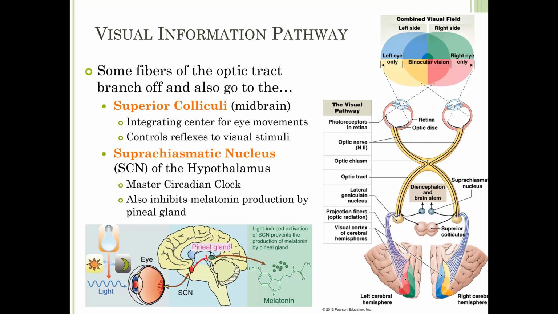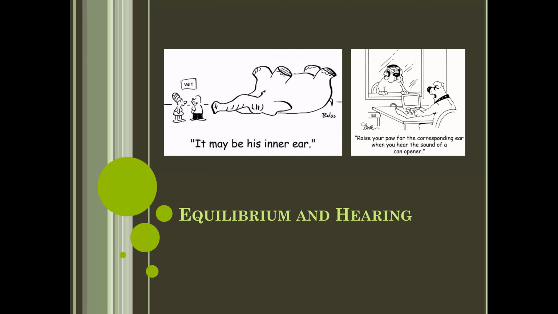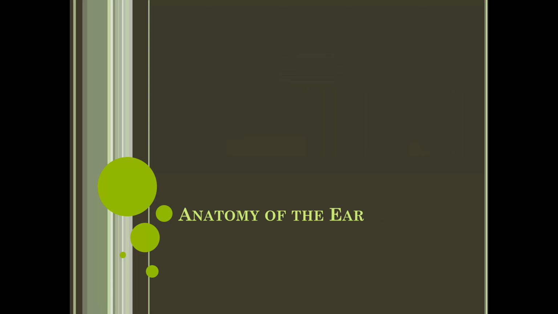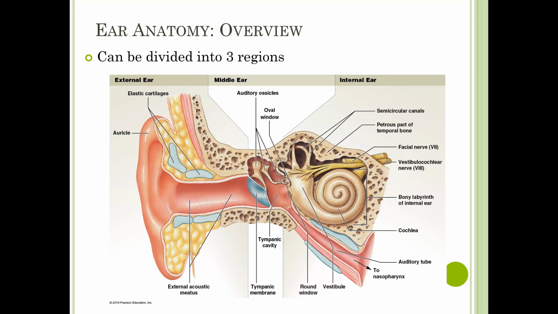Now we have 2 senses left. In this last major section, we're going to look at the senses of equilibrium and hearing together, because they both involve structures inside the ear and they both use the same type of receptor. Again, it's a bigger section, so we are going to break it up into some subsections. We're going to start with the anatomy of the ear. The ear can be divided into 3 major regions: the external ear, the middle ear, and the inner ear. We're going to go over the structures in each section separately.